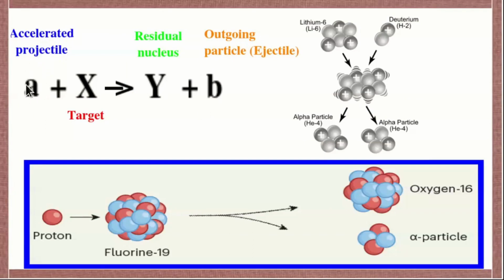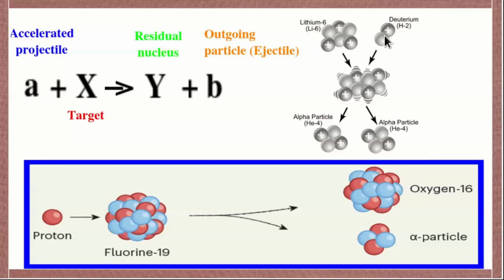We have an accelerated projectile which bombards the target X, and because of the interaction between these two, a residual nucleus Y is produced, and at the same time there is an ejectile, which is an outgoing particle at some particular angle with respect to the incident projectile direction, and with energy which is decided by the kinematics.